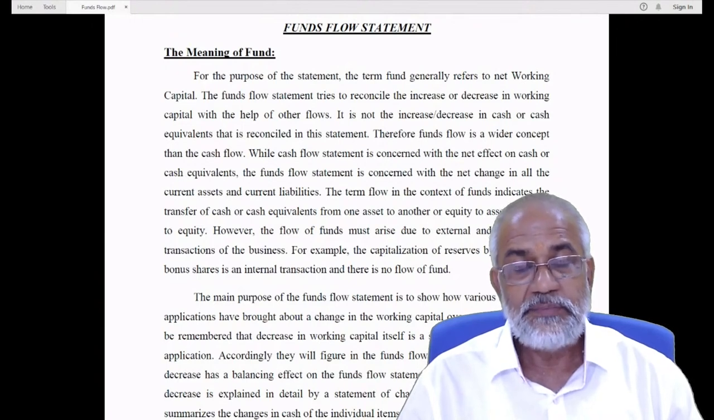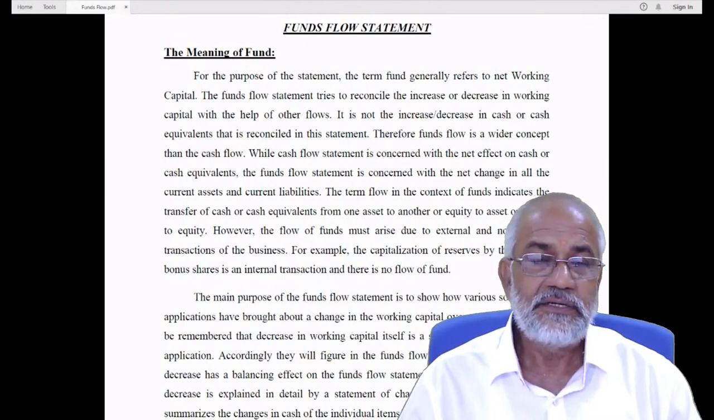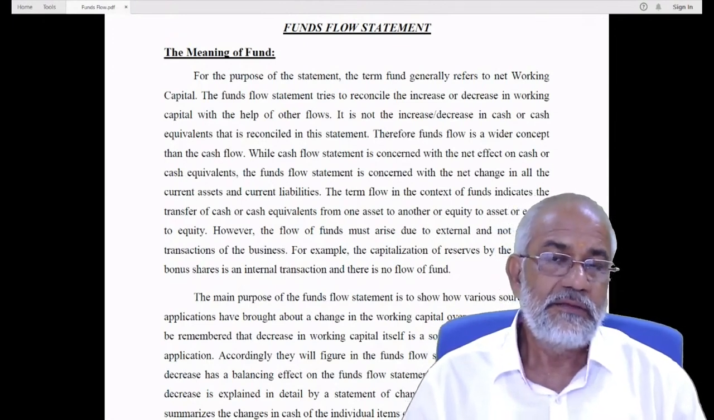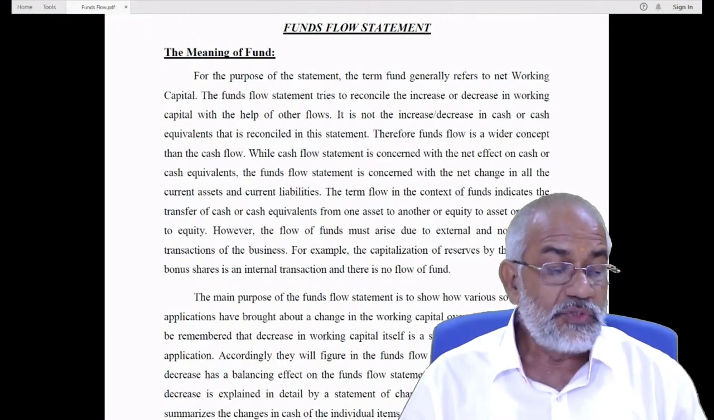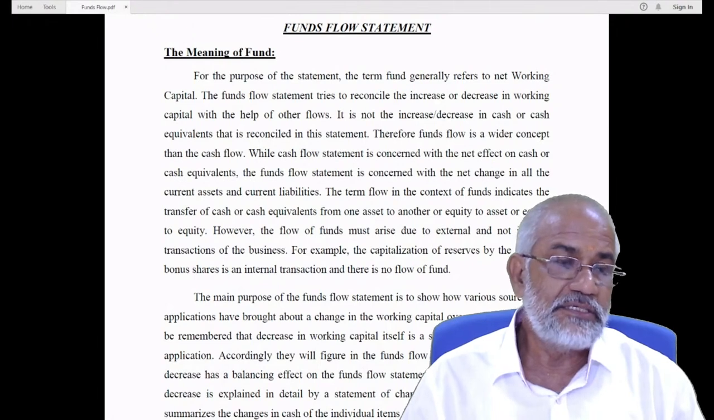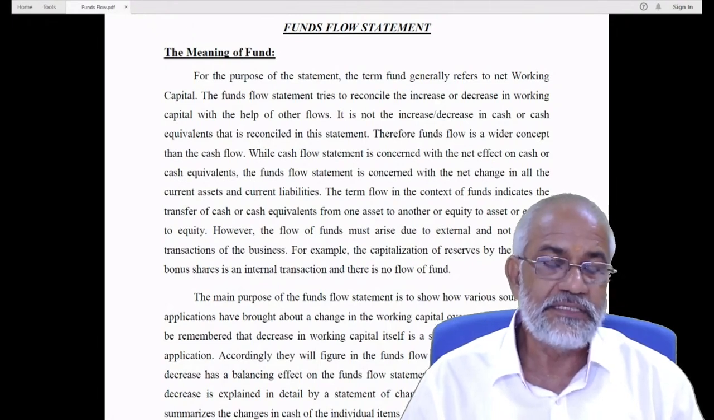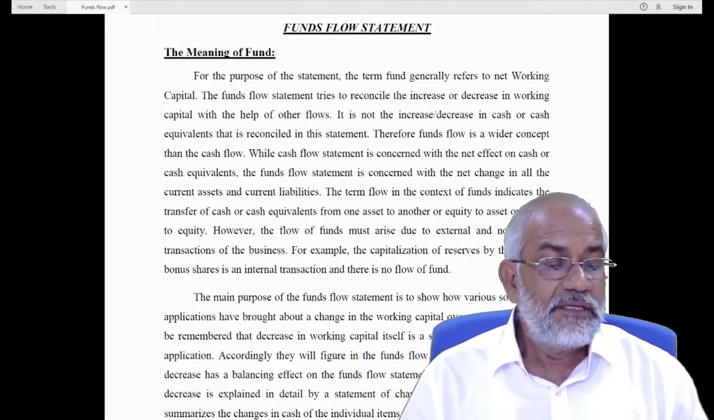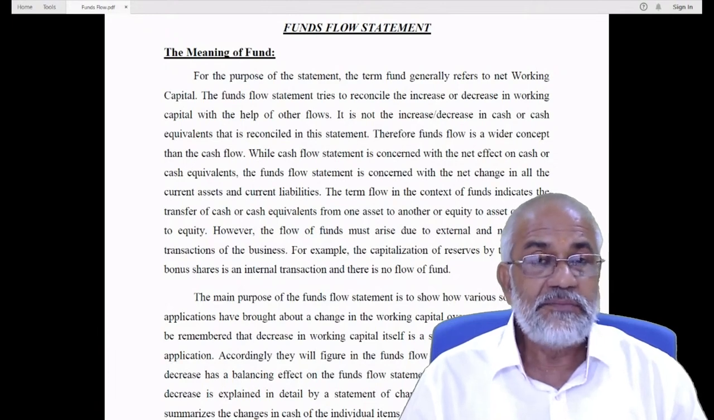They are the funds flow statement and the cash flow statement. They were not discussed yesterday because of their lengthy nature, so they are to be discussed today. So the funds flow statement is a part of the horizontal analysis coming under financial statement analysis. Let us first discuss the term fund.